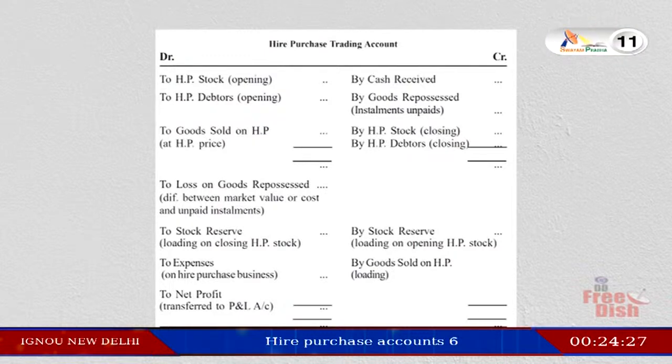Here you can see that opening stock of hire purchase is given, and it is included in hire purchase stock of loading. So that will be written here by stock reserve, loading on opening hire purchase stock, and by goods sold on hire purchase. Again, in this amount the loading amount is included. Whatever loading amount is included here, the same amount will be written here by goods sold on hire purchase loading. That way the amount of net profit or loss will be calculated.